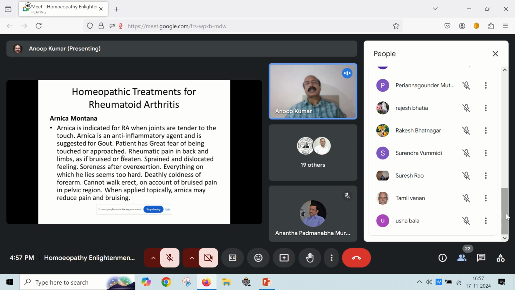Rheumatic pain in the back and limbs, as if it's bruised or beaten, sprained and dislocated feeling. So you feel the joints are dislocated. Soreness after over-exertion. When you do some work, you will feel too tired and worn out in the joints, and the joints will be paining. Everything on which he lies seems too hard. So when he sits on a chair or a sofa or anything, he feels it is too hard.